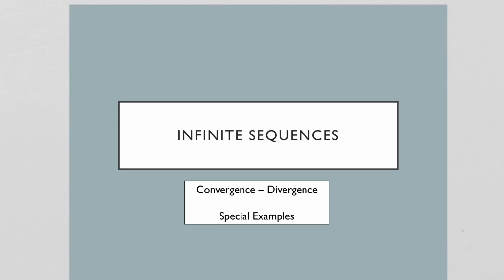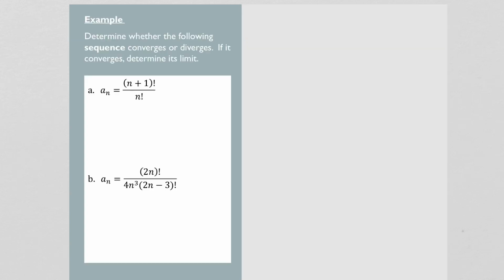Hey students, okay, so let's get into some special examples with infinite sequences. I've had quite a few people ask me about factorials, so we're going to jump right in. Our examples involve factorials. Let's determine whether the following sequence converges or diverges. If it converges, determine its limit.